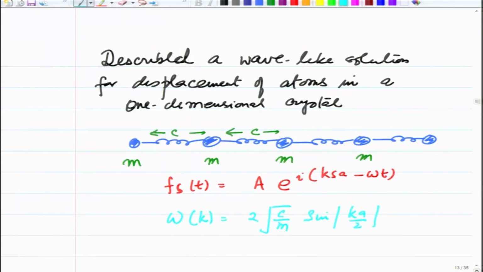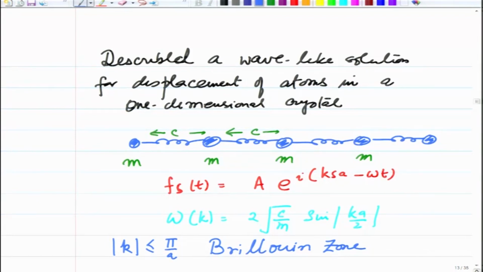Then we learnt that the only relevant k is the one where mod k is less than pi over a, which is known as the Brillouin zone. All quantities which are k dependent in a crystal can be described by k between minus pi by a and pi by a, the Brillouin zone. After that everything becomes periodic. An example we saw is that omega is periodic with respect to k.